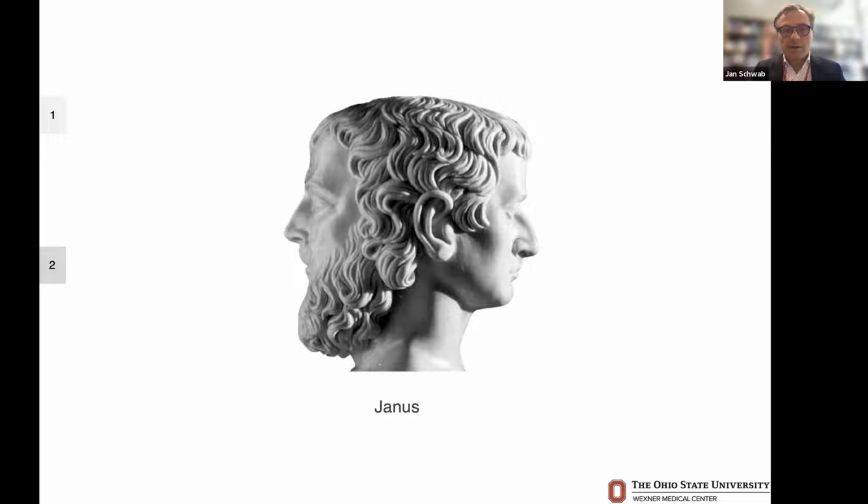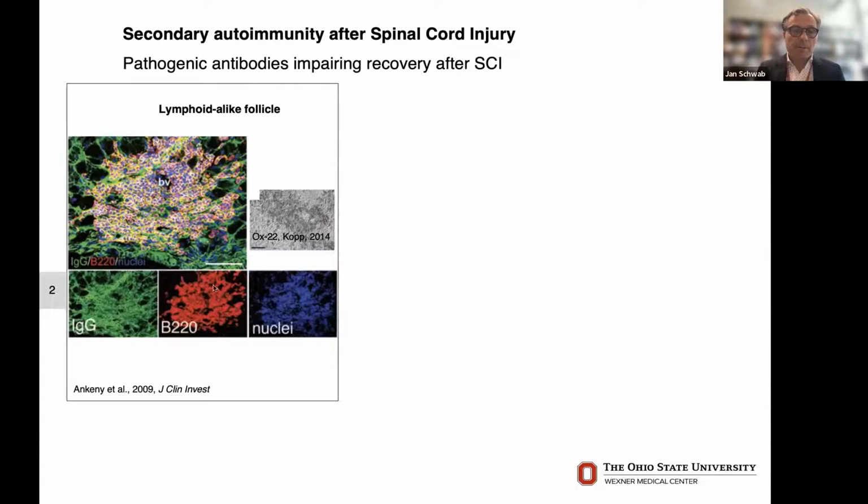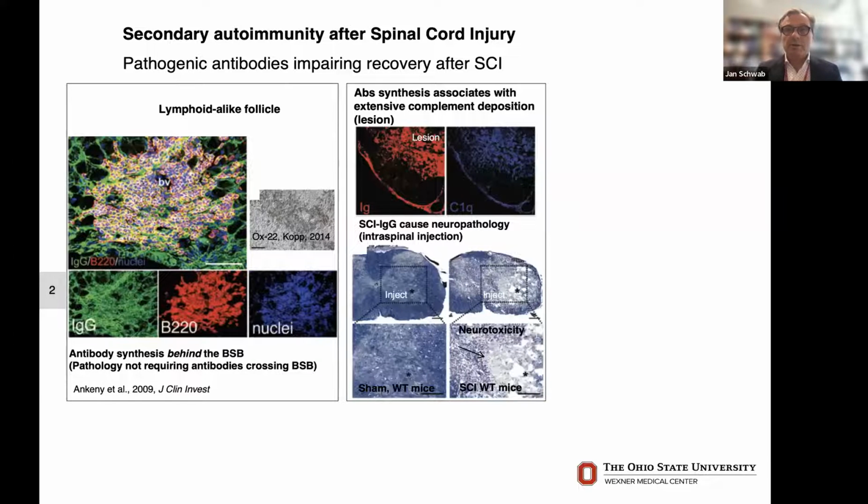Is there such a thing like secondary autoimmunity? Yes, there is, and actually the most consistent or the most robust data about it has been developed by the Phil Popovich lab, also even attributing a physiological effect to those antibodies. So what you can see here, nicely shown, are these lymphoid follicle-like structures composed of B cells and plasma cells producing antibodies. These antibodies are also synthesized in areas of complement deposition, being capable of driving degeneration.